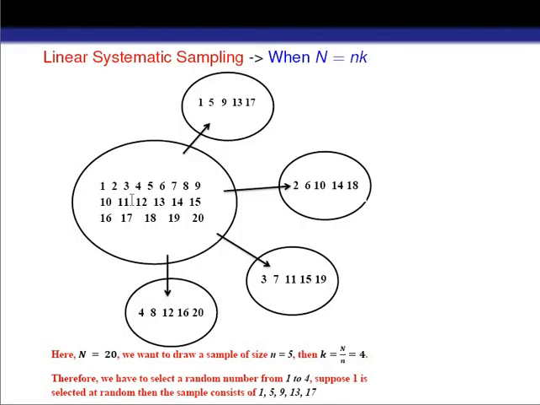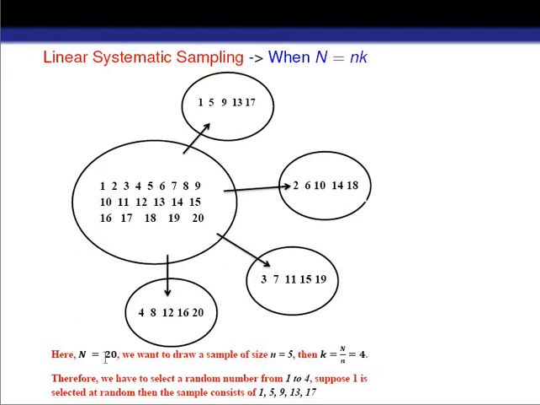To make the process clearer, we use this example to show how we can use systematic sampling to draw a sample from the population. Suppose our population size is 20, and the observations are serially numbered from 1 to 20. We want to draw a sample of size 5. In that case, the population size is a multiple of our sample size.